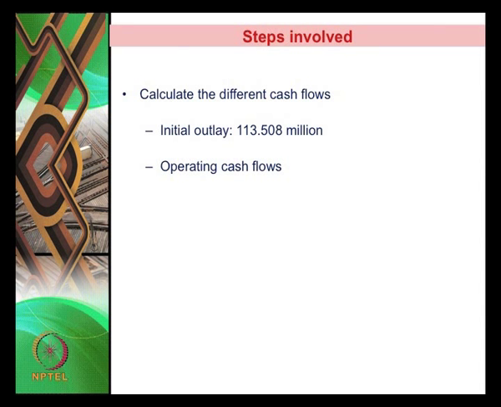Okay, now what we will do is we will try and understand the different cash flows that we need to determine for calculating the capital budgeting. The first would be your initial outlay. Initial outlay is nothing but the initial investment that is needed for the project, and as we just discussed, the total initial outlay is 113.508 million. So we have determined one part of the four different cash flows that is needed for a capital budgeting decision.